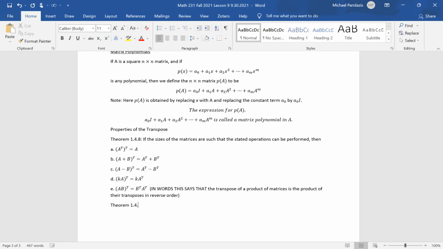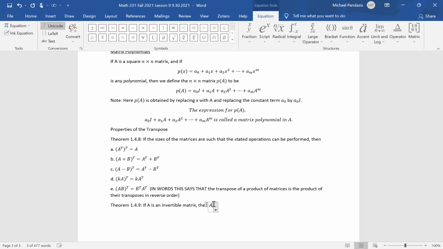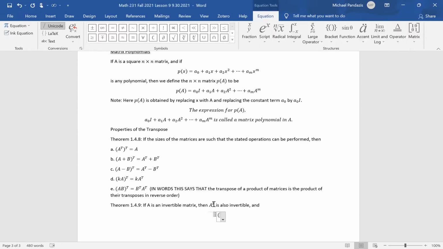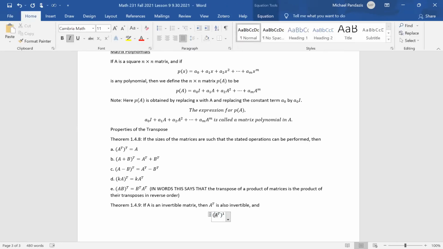Okay, so theorem 1.4.9: If A is an invertible matrix, then A transpose is also invertible. Try asking yourself, what is the inverse of A transpose? The inverse of A transpose is A inverse transpose. So the inverse of A transpose is the transpose of A inverse.